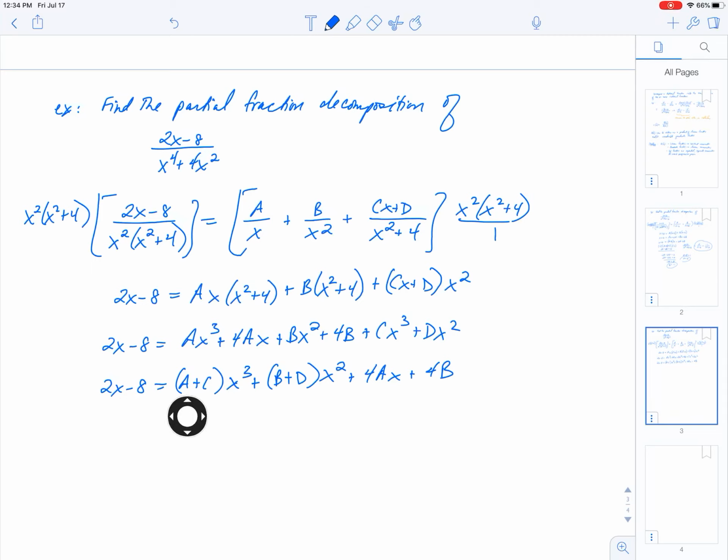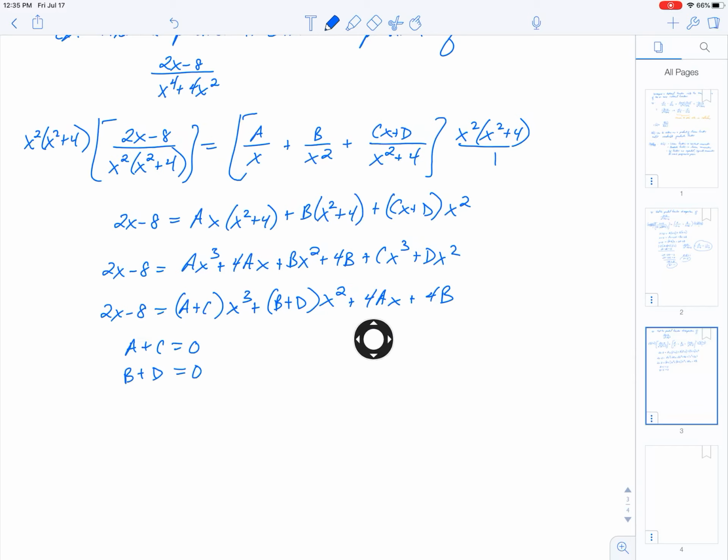So a plus c must be equal to 0. That's my first equation. And then likewise, my b plus d must be 0 because there's no x squared term on the left. So b plus d is equal to 0. And then my linear term 4ax is equal to 2x. So 4a must be equal to 2. And then the constant 4b must be equal to negative 8. So right away I can see that a has got to be 1/2. b is equal to negative 2.